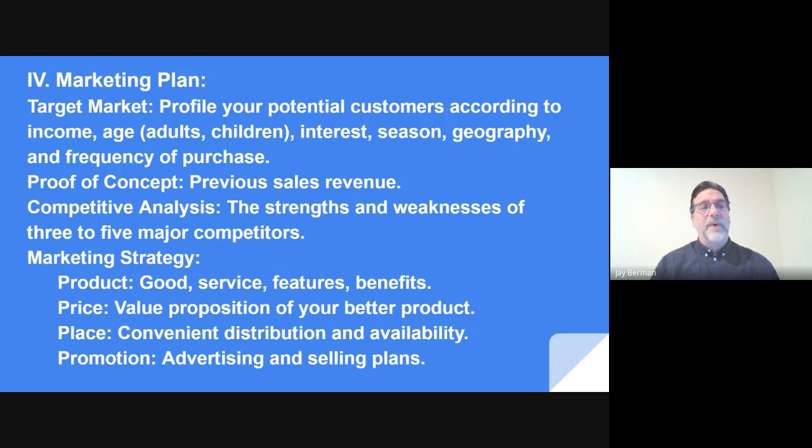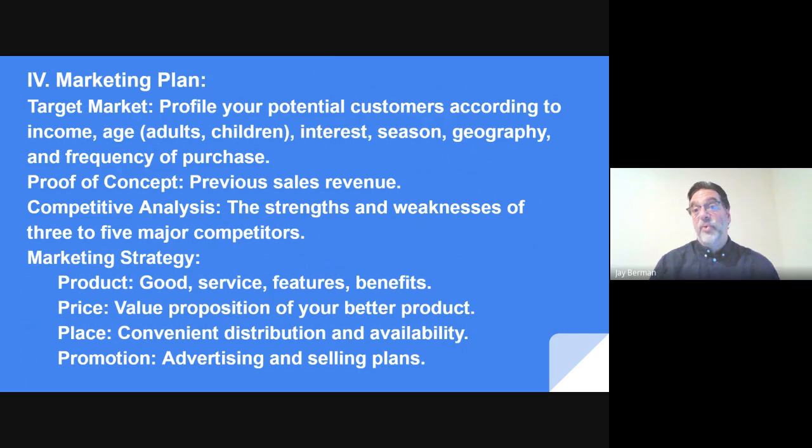So the first thing you need to think about when it comes to your marketing plan is, who is your target audience? Who is your target market? In other words, a profile of your potential customers according to income, because you want to market to people who can afford your goods or services. The age, are they adults? Are they children? Are they teens, young adults, families, couples? Do they have an interest in your good or service? Does season or climate or weather impact whether people are going to purchase your products?